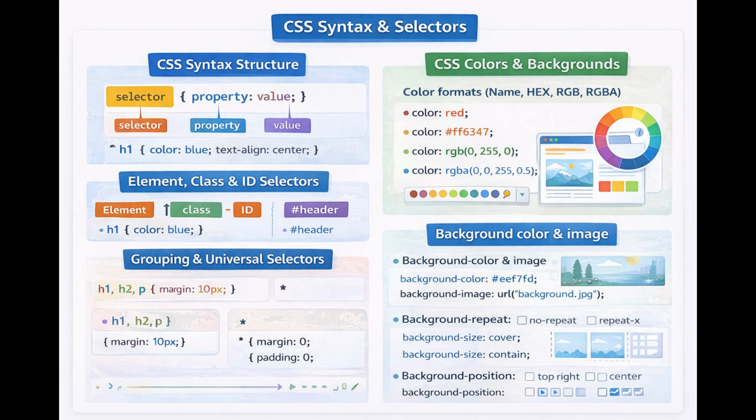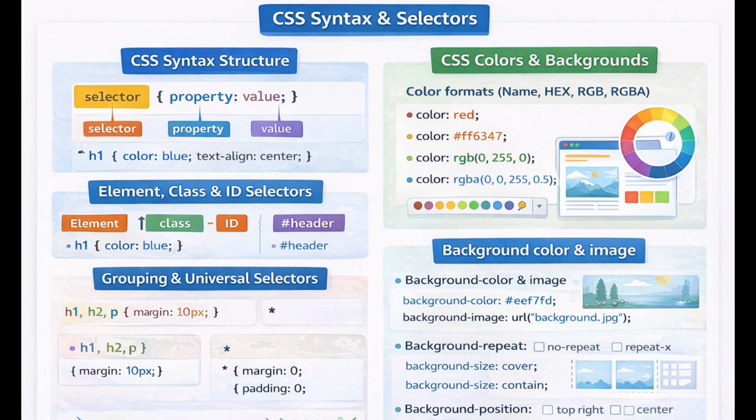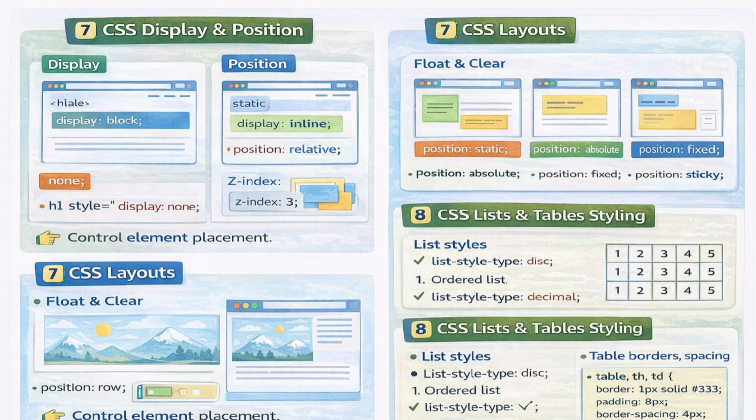CSS colors and backgrounds: color formats, name, HEX, RGB, RGBA, background color and image, background repeat, size, position. CSS text and fonts: text color, alignment, font family, size, weight, Google Fonts, text decoration and transformation. CSS box model, very important.